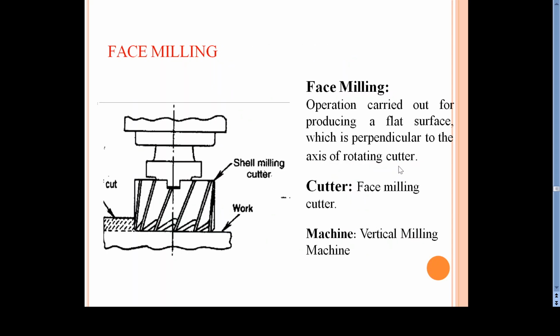Now we see face milling. Face milling is entirely different. Here the cutting action is because of the face of the milling cutter, and the design is also different. This is used in the vertical milling machine. We cannot use this in a horizontal milling machine. This is also used for generating flat surfaces.